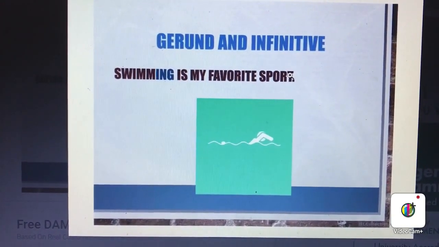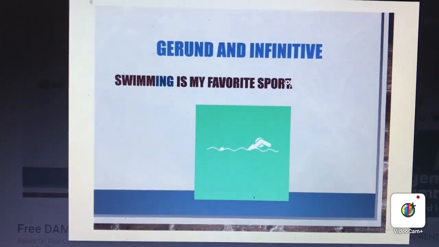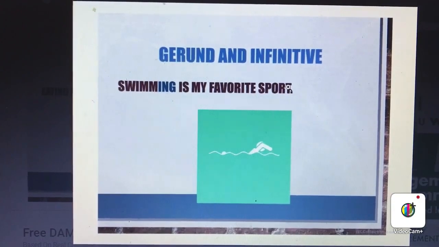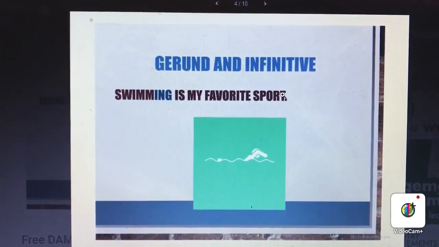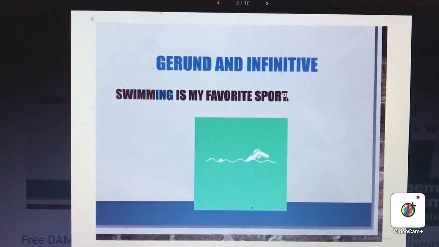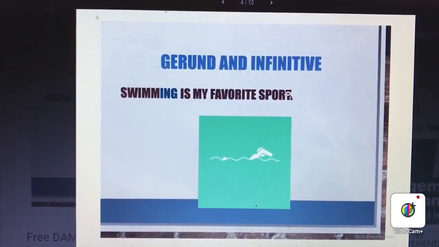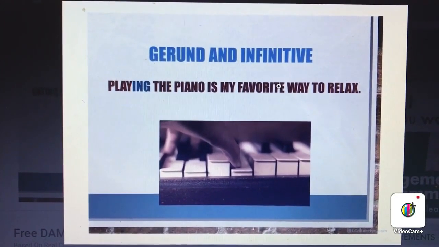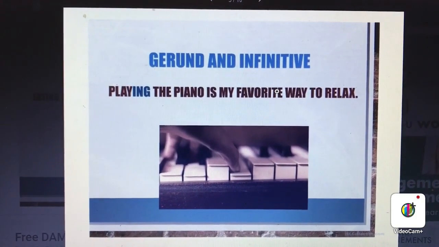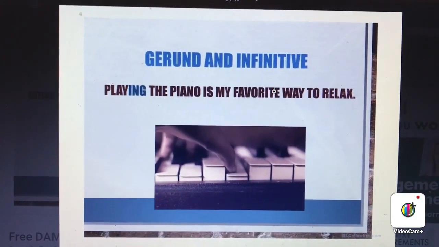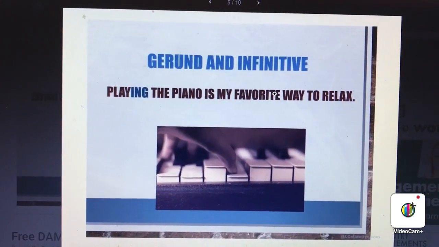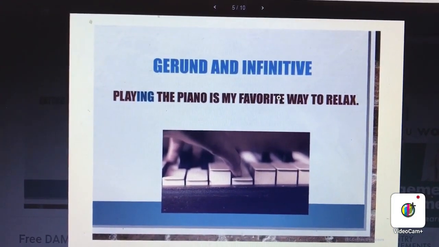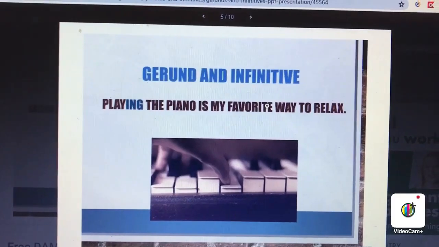Just like swimming is my favorite sport. If I remove ing from here, it will become swim. I like to swim. But we are using swimming here, and swimming is acting as the subject of the sentence. Now look at the next one. Playing the piano is my favorite way to relax. Identify the verb in this sentence. Yes, we have an auxiliary verb in this sentence, which is is. And playing the piano is the subject of this.